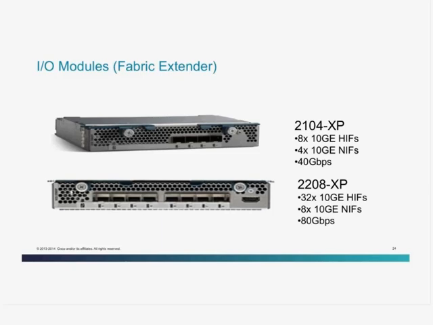So with the 2104, you have 8 into 10 gig. So if you're using all the 8 servers, each server would get 10 gig. And 4 into 10 gig NIF ports. This is going to your fabric interconnect. Similarly, if you see the 2208, this is the second generation of I/O modules that we have. It has 32 into 10 gig HIF ports. Again, HIF ports are the server ports going to your server. So 32 divided by 8. I'm speaking about 32 divided by 8 in case I have a fully loaded chassis with 8 half-width blades. So each blade would get 4 into 10, that is 40 gigs of bandwidth, and 8 into 10 gig, that are your NIF ports, that is 80 gigs throughput to your fabric interconnect.